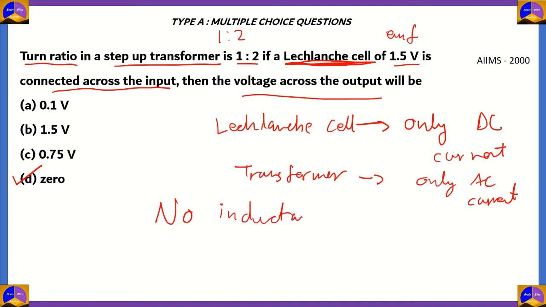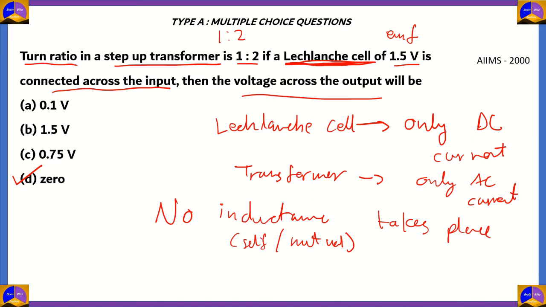no inductance, whether self or mutual, since there are 2 types of inductances, will take place. So no inductance takes place. And since there is no inductance, there is no change in magnetic flux.